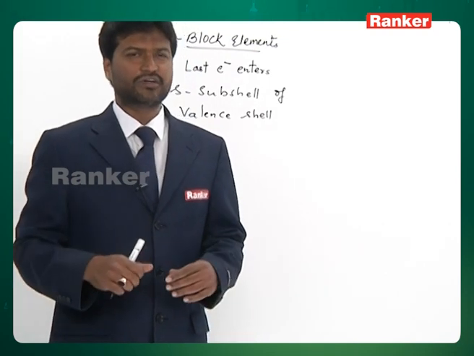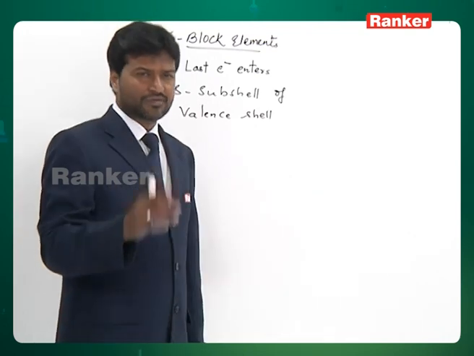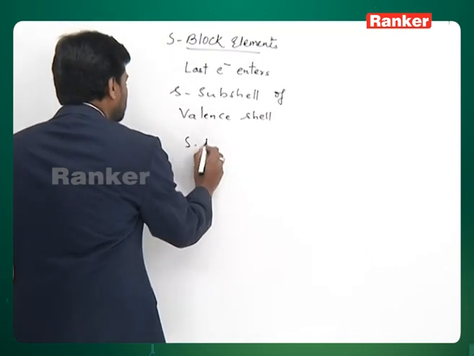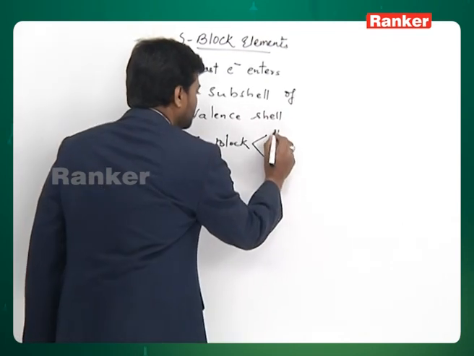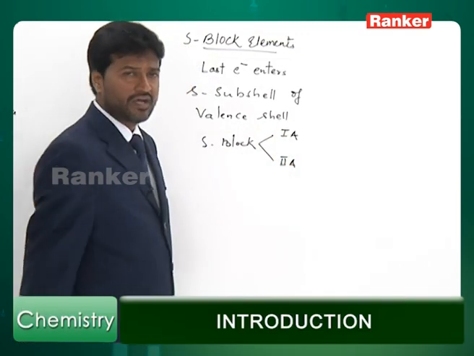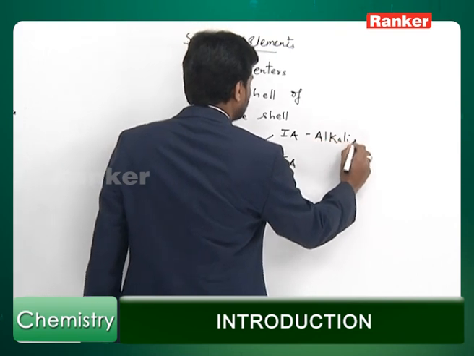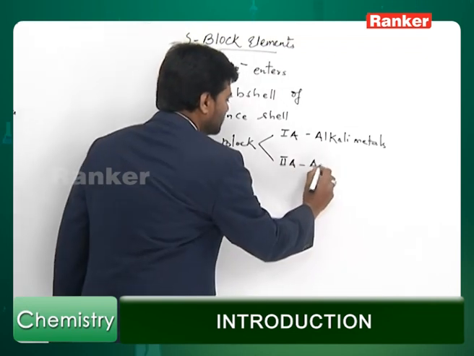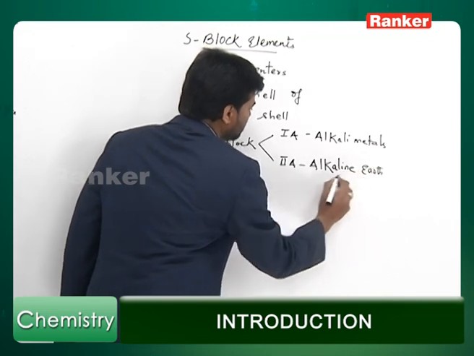You can have only two groups because the S subshell can accommodate a maximum of 2 electrons. So, the two groups are labeled as 1A and 2A groups. The 1A group elements are called alkali metals and the 2A group elements are called alkaline earth metals.